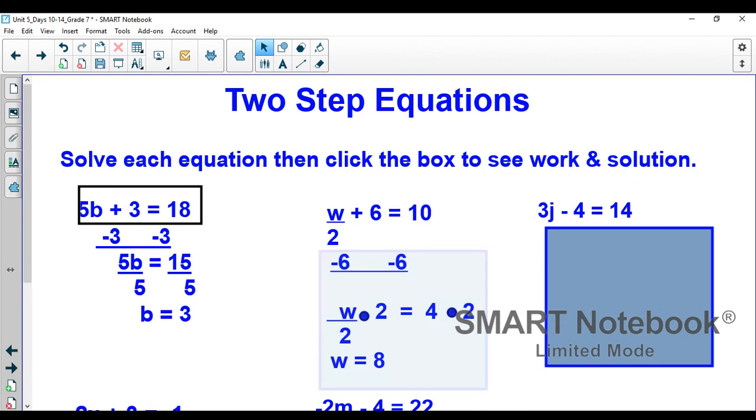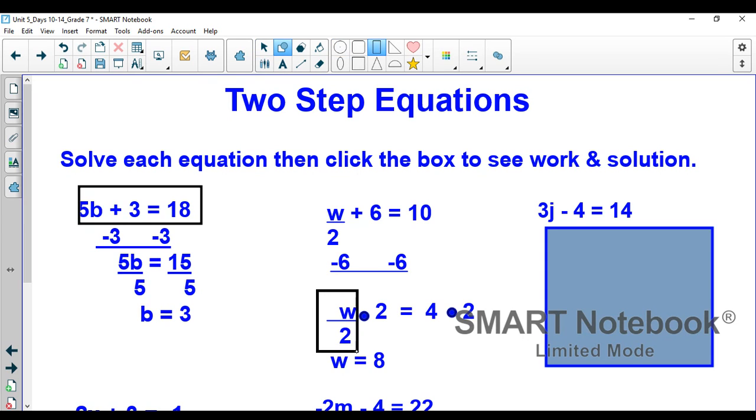The second problem, this is where I wanted to make sure everyone paid close attention on the last example in the very beginning. We take 6 away from each side, and that leaves us with w divided by 2 equals 4. From there, because the inverse of this step, w divided by 2, is multiplication, to undo that, we'll multiply each side by 2. 4 times 2 gives us 8.